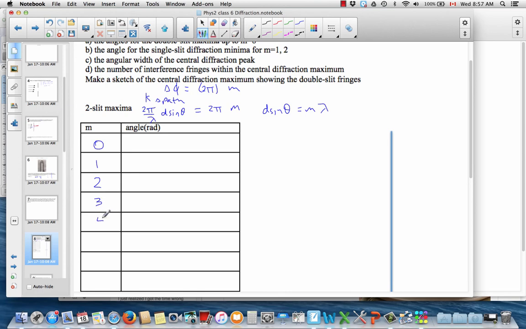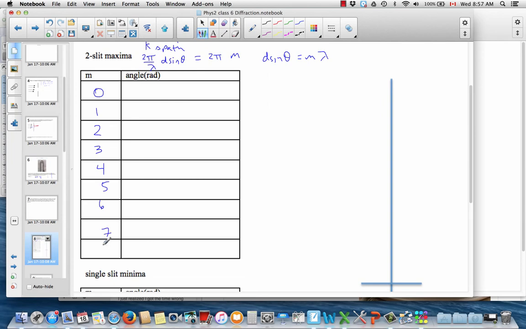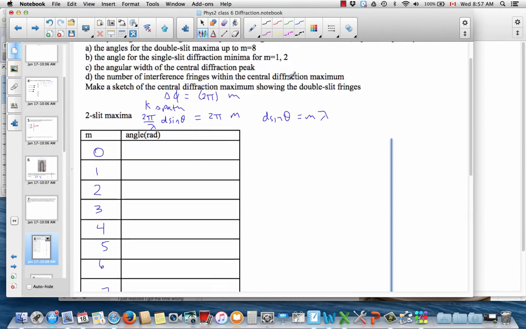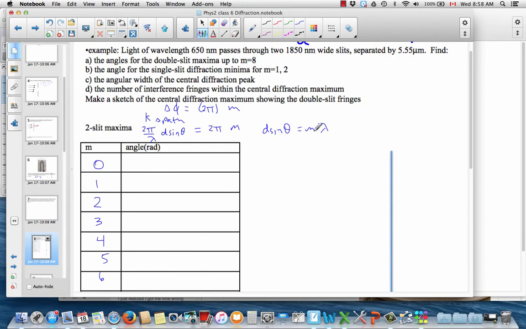So we're just going to put in 6, this is tedious, 7, 8. So we're going to put in those values of m and divide the wavelength by the slit separation. Since we want to find the angle, it's m lambda over d. I won't do the first one because putting in m equals 0 gives an angle of 0. Let's do m equals 1 as an example.